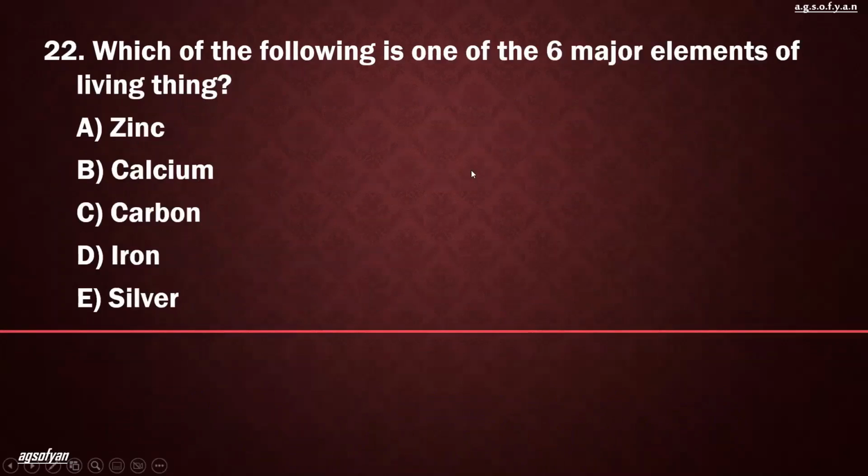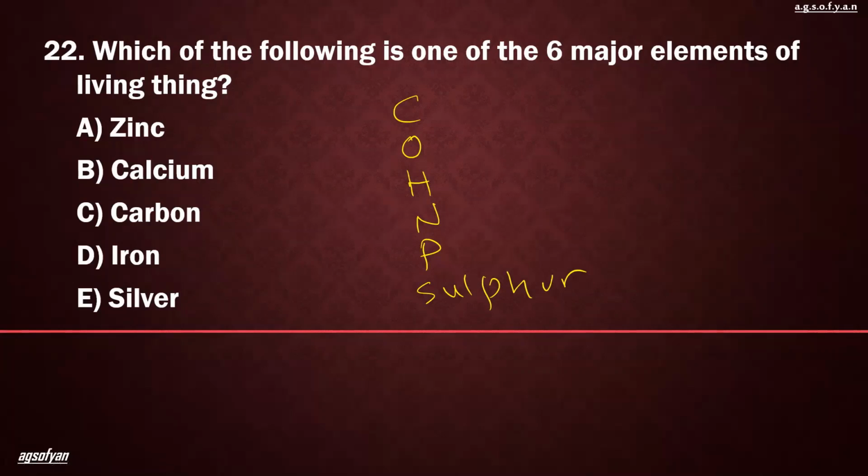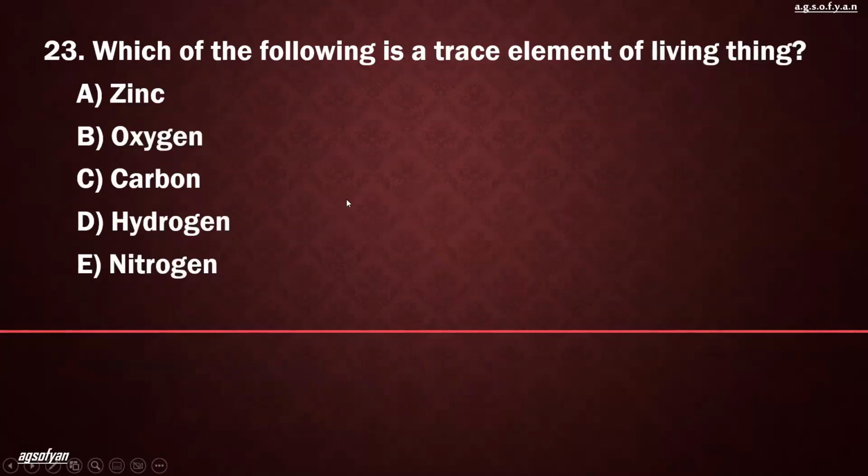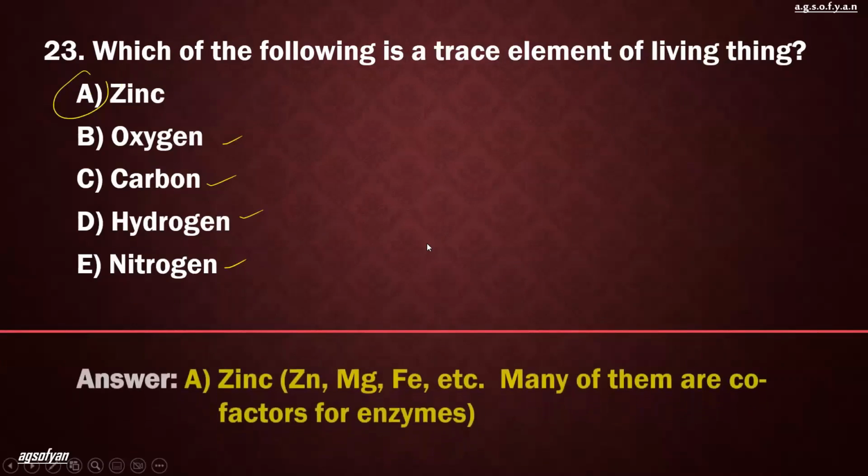Which of the following is one of the 6 major elements of living things? Remember: carbon, oxygen, hydrogen, nitrogen, phosphorus, and sulfur. That's the 6 major elements. Which one over there is one of the 6 major elements? Carbon. Now, how about this one? Which of the following is a trace element? Trace element means not a major element. Would it be zinc? Zinc, because oxygen, carbon, hydrogen, nitrogen are among the 6 major elements, right? So zinc should be the answer.